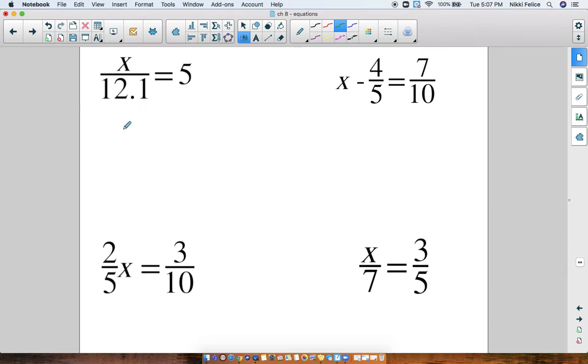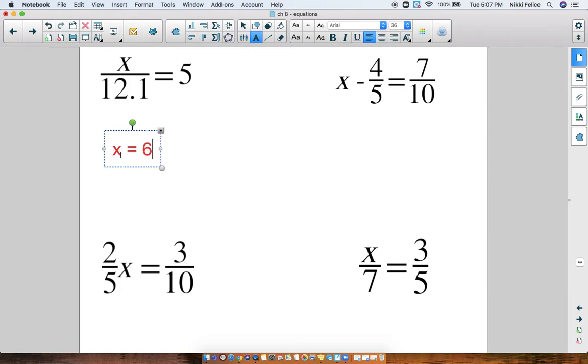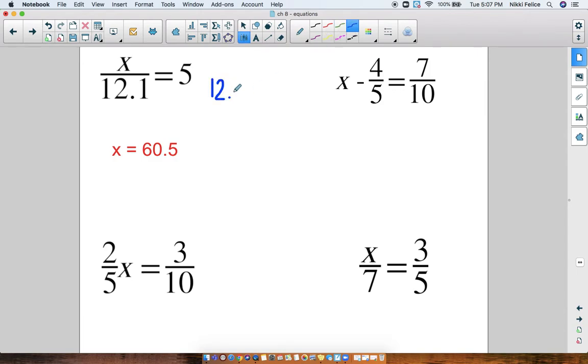Okay, so now that you've done these problems, let's talk about the answers. So for this first one, we have x divided by 12.1 equals 5. Well, the inverse of division is multiplication. So you should have multiplied 12.1 times 5. And if you did that, you would get that x equals 60.5. Okay, so what we did there was, I'll write it out, 12.1 times 5, because we are doing the inverse operation.